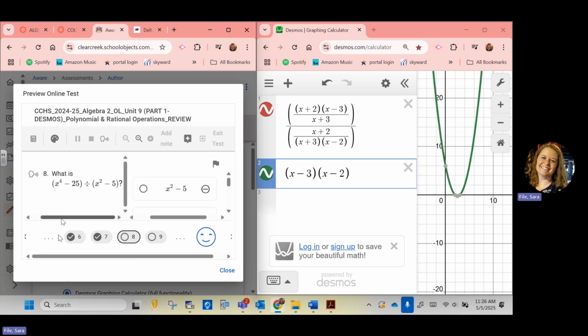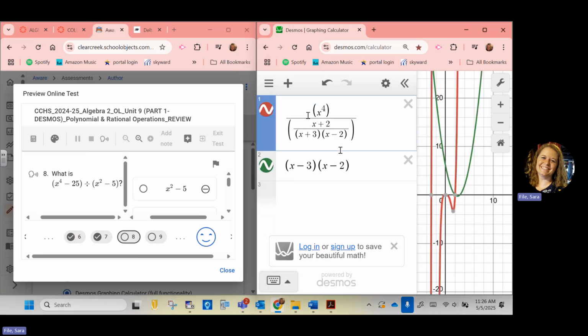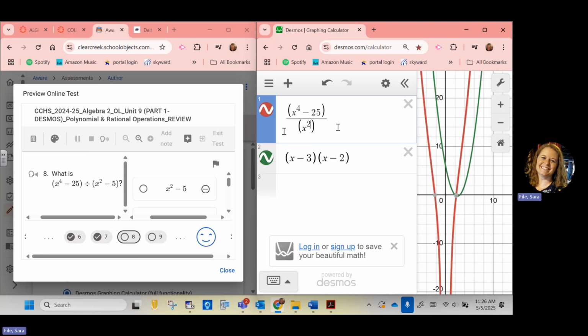Okay, so here's another division one. Now this, you should be able to do by factoring and reducing your fraction. But again, you don't have to. If you want to set this up in DESMOS, this one is x to the 4 minus 25 over x squared minus 5. Okay, and I say over because it's division.